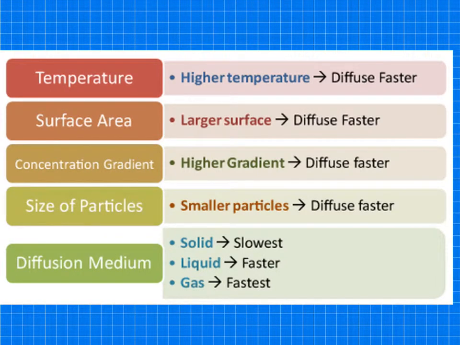To summarise, with higher temperature, you have faster diffusion. Surface area, a larger surface area, again faster diffusion. Concentration gradient, the higher or steeper the gradient, the faster it diffuses. And then two other things that probably won't come up, but it's important to note that if you've got smaller particles, they will diffuse faster, and obviously the medium is important as well.